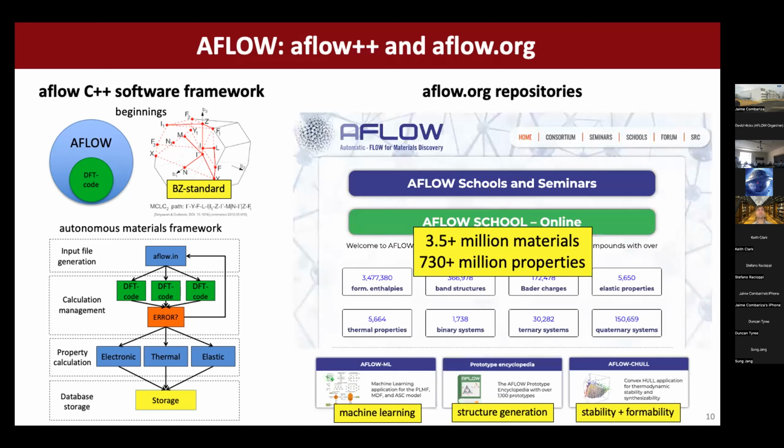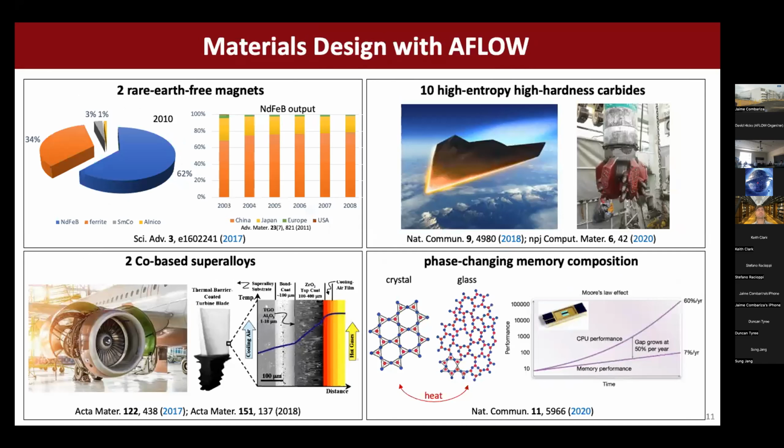Then this code has generated what is now the largest database for inorganic materials. The repository contains 3.5 million materials, each characterized with hundreds of different properties. So we have over 700 million properties in total. And we have a lot of different ways that you can interact with that data. Different modules for machine learning, which we'll cover in a few minutes, structure generation, stability, and formability. We'll talk about those today.